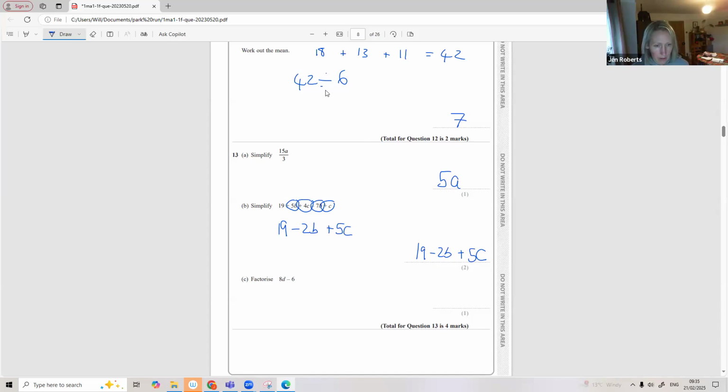Factorise means put back into brackets. We're going to have a single bracket here. What's the highest common factor of 8 and 6? It's 2. What do you multiply 2 by to get 8D? It's 4D. What do you multiply 2 by to get 6? It's 3.